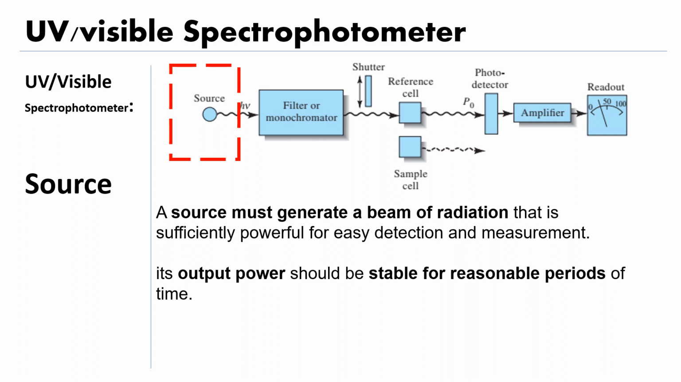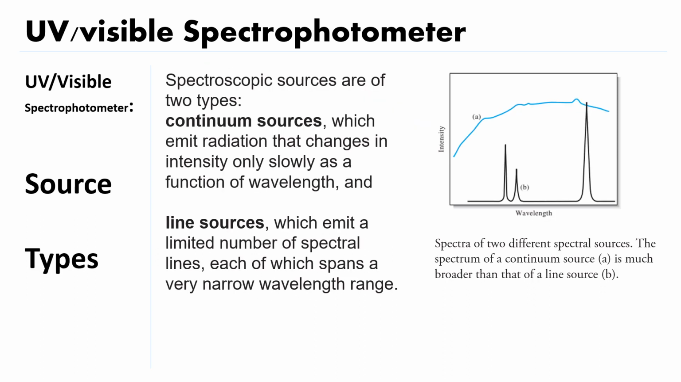In the UV visible spectrophotometer, first comes the source, and this light source must be there because the source generates a beam of radiation that is sufficiently powerful for easy detection and measurement. Why do we need the light source? To generate the beam of radiation, and its output power should be stable for reasonable periods of time. So the light source is very important. It generates the radiation, and this radiation must be stable for reasonable periods of time.